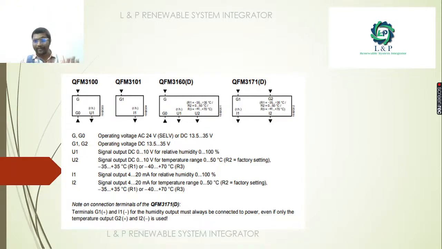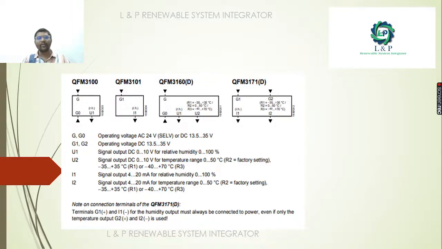Okay, but basically for all the sensors to operate, even for the G0 terminal or the G1, G2 terminal, you need to connect the operating voltage. If you are connecting in G1, G2, it can be 13.5 to 35 volt DC, or if you are going for the G0 terminal, it can be AC 24 volt, or you can go for 13.5 to 35 volt. As I told earlier, default settings will be 0 to 100%.